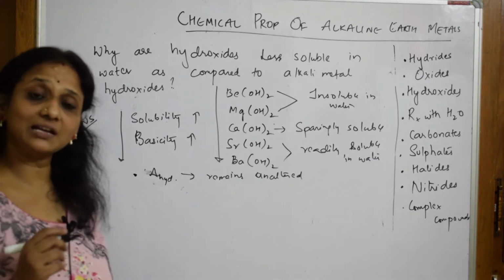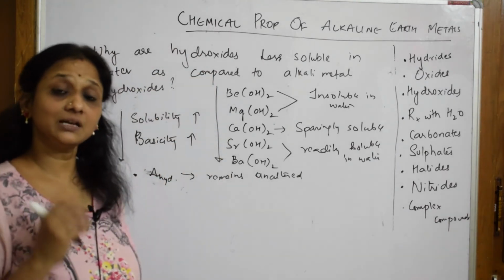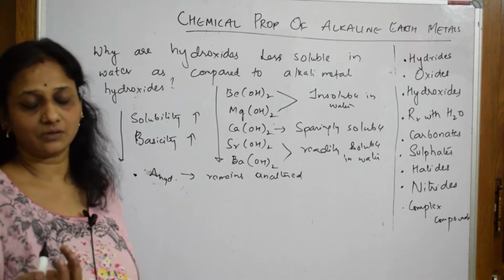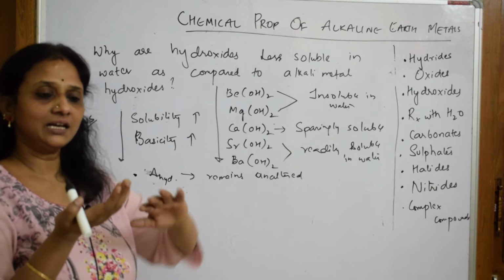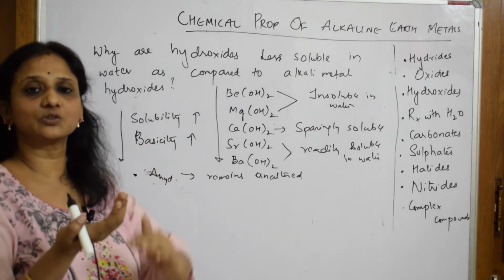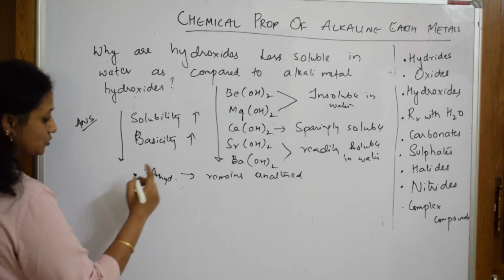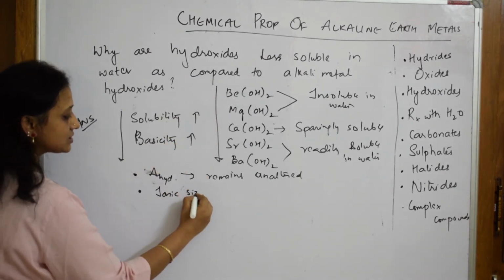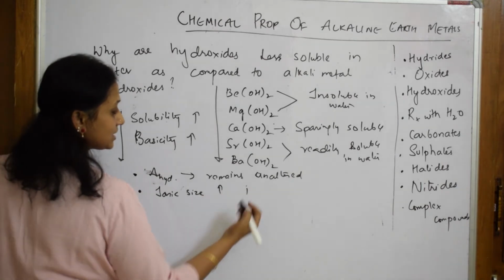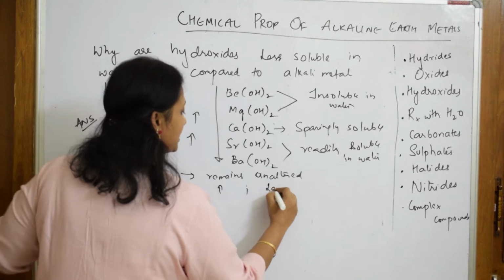So when I have to speak about lattice enthalpy, now as I go down, what is happening? The ionic size is increasing, obviously, because the number of shells is increasing. When the ionic size is increasing, the lattice enthalpy starts going down, it starts decreasing. So that is the important concept here. So what do we say? From top to bottom, as ionic size increases, lattice enthalpy starts decreasing.